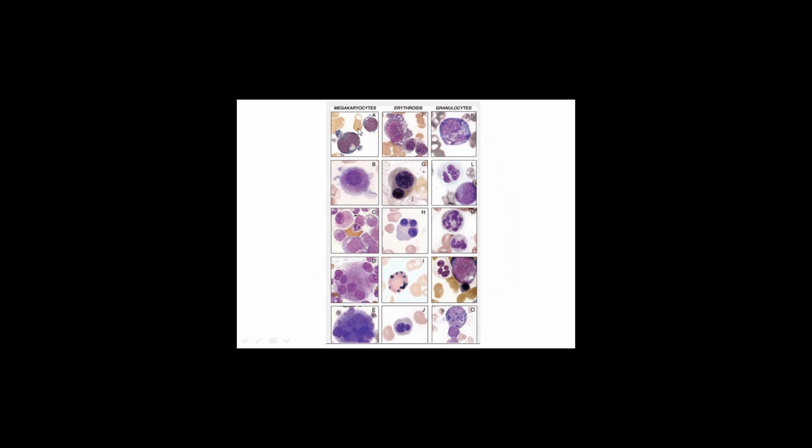Again, all the three cell lines together. In the megakaryocytes, this is bulbous. This is multinucleation. This is characteristic of 5q. In erythroid cells, there are ring sideroblasts and nuclear budding, and in the granulocytic series, there is loss of granules in the cell.